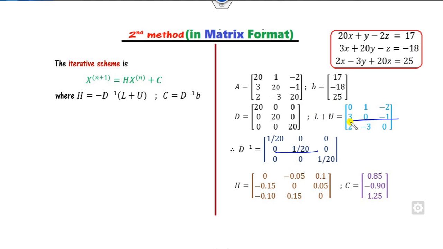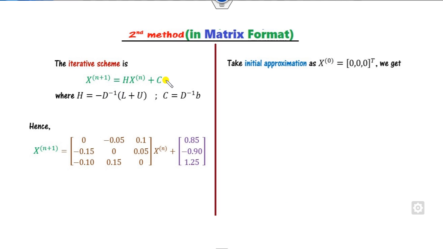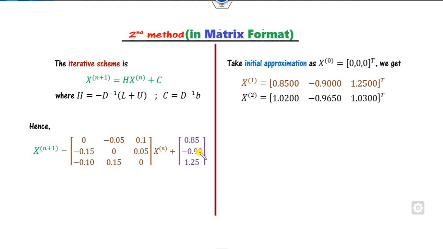Otherwise, you can simply take the two matrix multiply. I can substitute this value of the h and c here. Your iterative scheme is this. Then again, you can start with any initial approximation, because you can save this value on your calculator. I can take it as 0, 0, 0. Then if you multiply them, you will get x1 as here. Substitute this value here. It is a column vector. Multiply the two matrices. You can use your calculator.